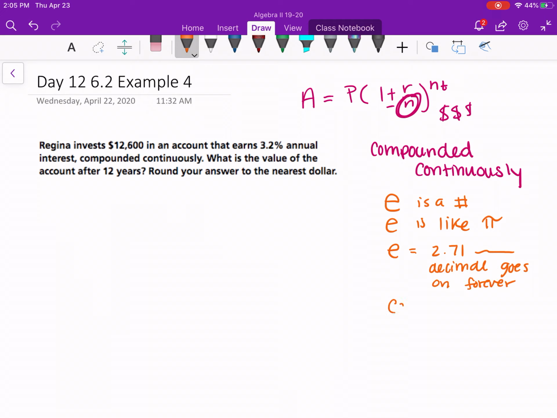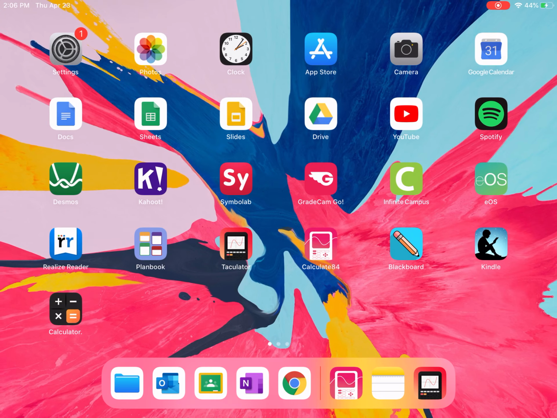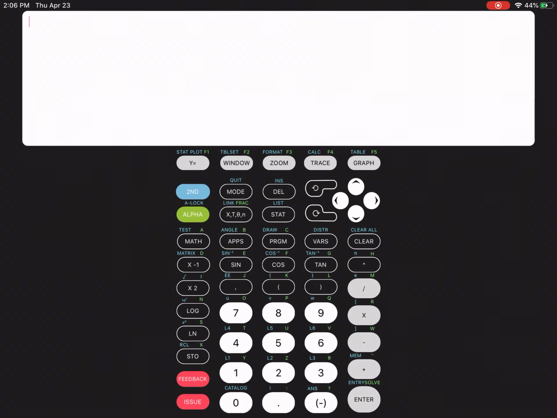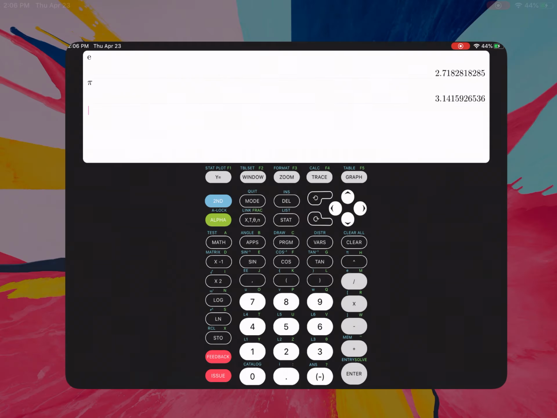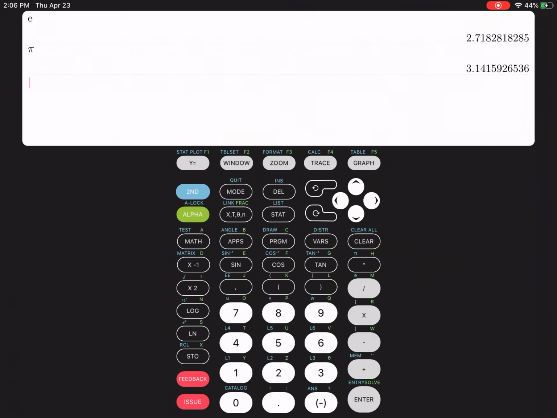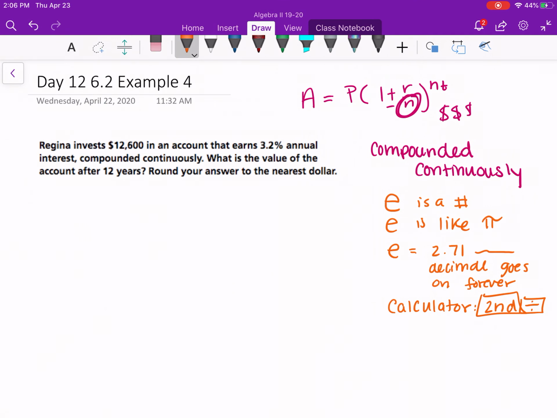You can find it on your calculator by pressing the second and then the divide button. So if we take a look at our calculator, if you do second divide, you get E, and if you hit enter, you'll see it's 2.71828182885, continuing on forever, just the same way as if you type in pi, it's got a value, and it's a decimal that goes on forever.